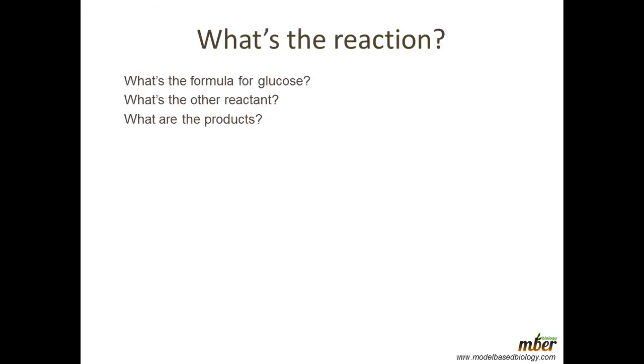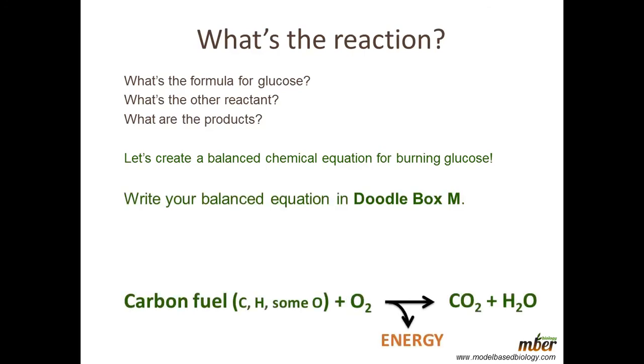So what's the reaction? What is the formula for glucose? What's the other reactant? What are the products? Let's create a balanced chemical equation for burning glucose. Your balanced chemical equation in Doodle Box M. Let's go ahead and put in your equation in Doodle box M: your carbon fuel plus your oxygen becomes CO2 and H2O with energy being given off.